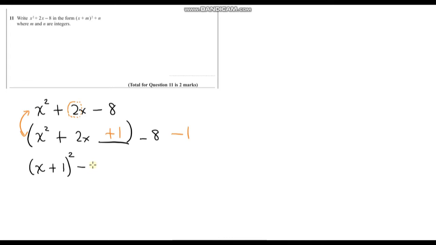That gives us minus 9. So let's just check our answer. Have we written it in this form? Yes, we have, because m equals 1. We don't need to write this, but it probably helps you understand that m equals 1. And the n at the end is this number here, which is negative 9.